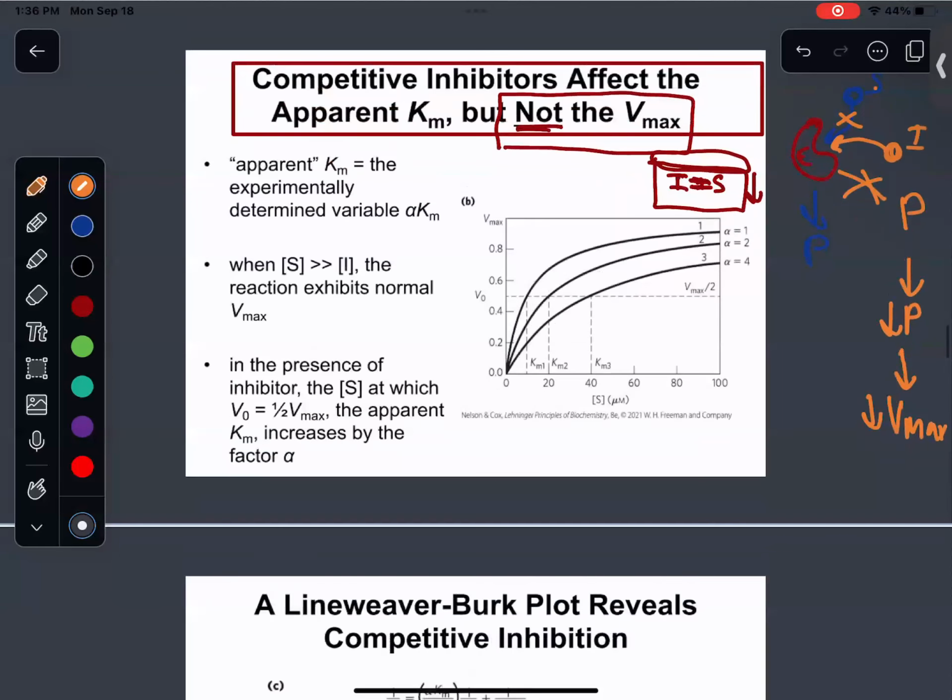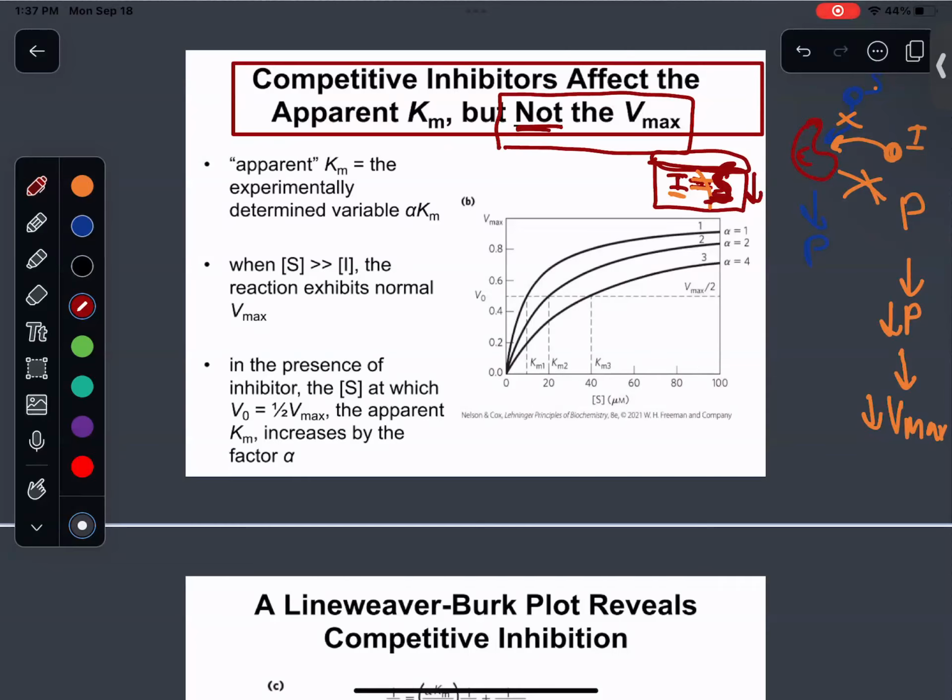Now, let's say these two are not equal anymore, right? I have the same amount of inhibitor, but I put a ton more substrate. I have a lot of substrate in here, so much substrate now that it can overcome this inhibitor. If I have a lot of substrate, what does that mean? More enzyme substrate complexes, more product can be formed.